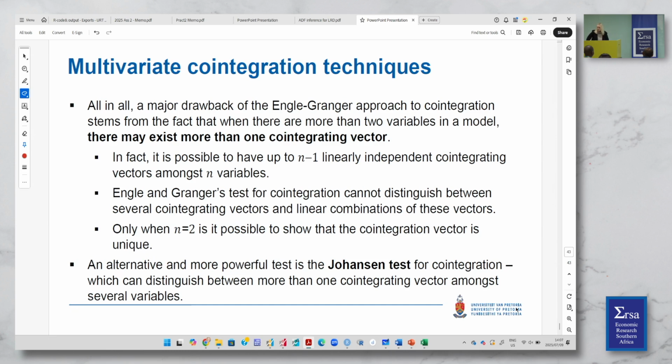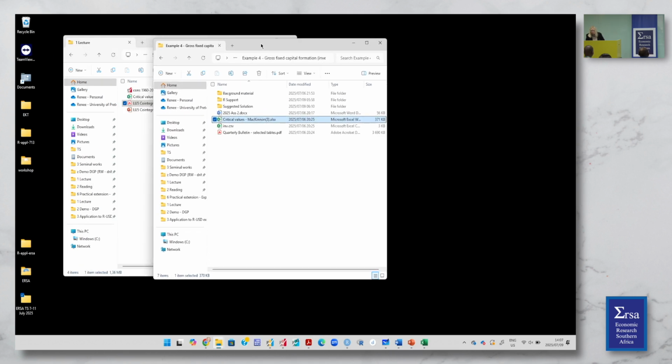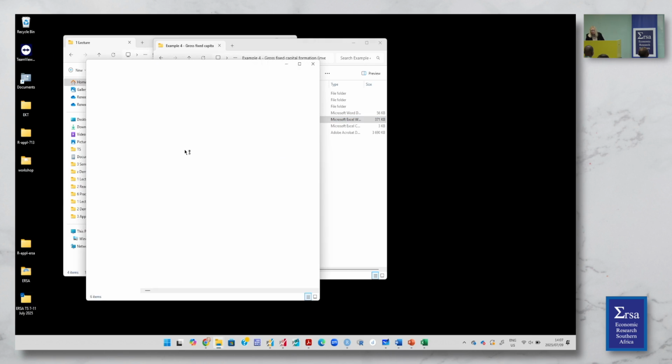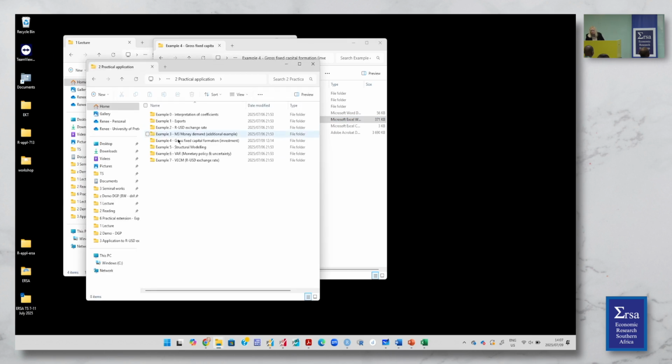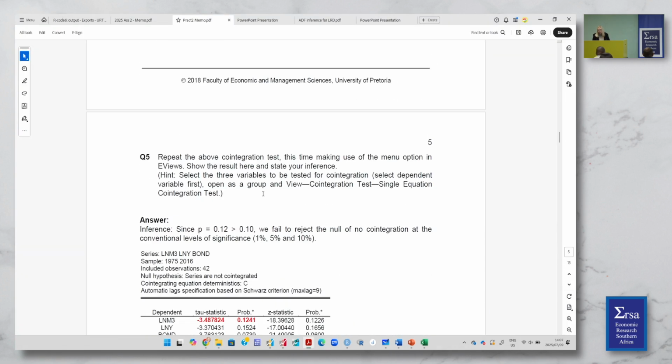I just want to show you 2, and you need not even go there. I just show you there's an example on M3 money, and then there's an example on gross fixed capital formation. So I just want to maybe just look at this file and then look at the application. But now I don't even really need to.